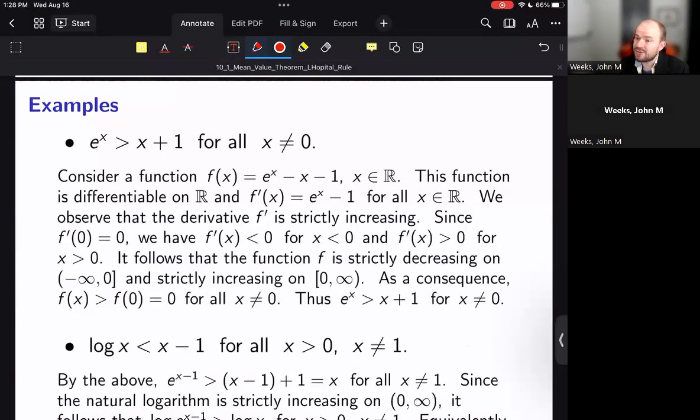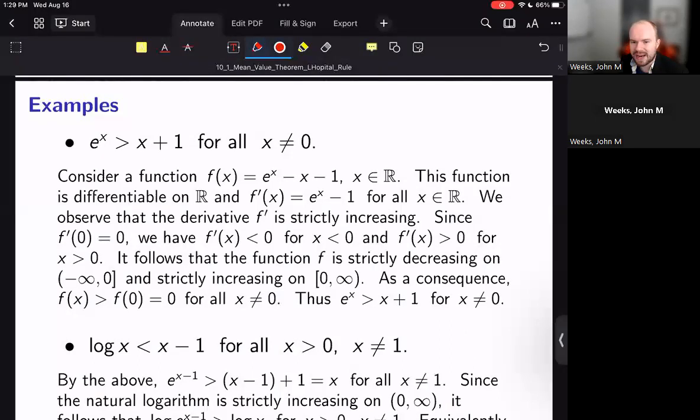Then something you might be interested in is trying to figure out, okay, how can I prove that I have specific bounds for one function or another? I could bound x plus 1 above by e to the x, for example, or e to the x below by x plus 1 whenever x is not equal to 0. Well, what's one way that we could do this?